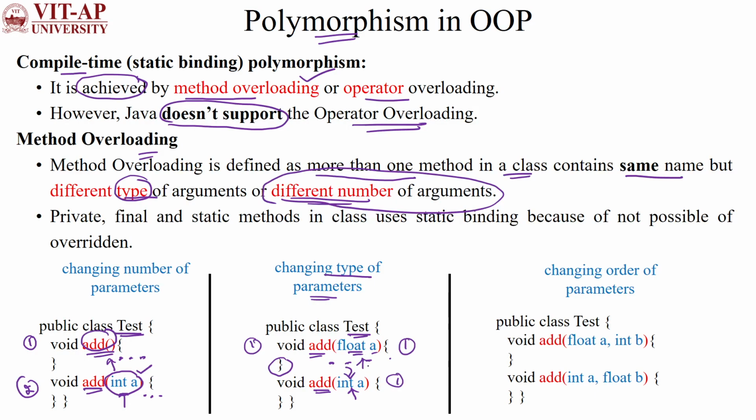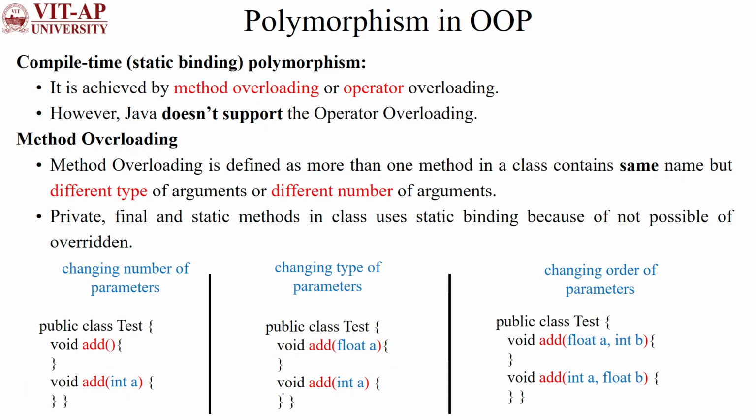The first method add is taking a float variable a, the second method is taking an integer variable a, but both have a similar name, add. So here is polymorphism, that is, the method has different forms, many forms, with respect to the type of the parameters. So here we are getting this constraint in this scenario, right?